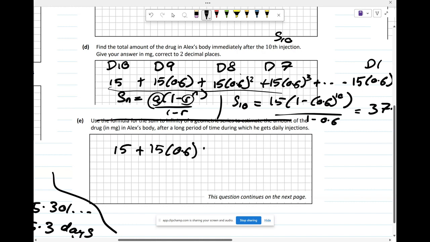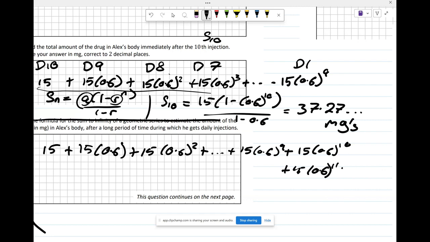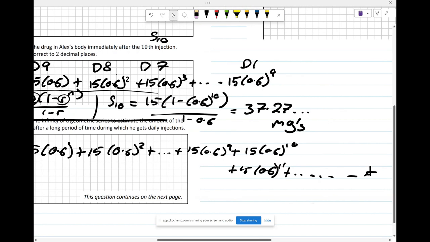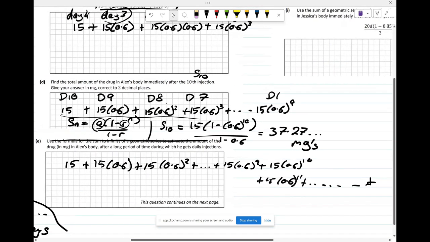This was how much drug was left after 10 days, the stuff we had up here, all the way up to 15 times 0.6 to the power of 9. But what if we wanted more than that? We wanted to keep going. So we had 15, now we had 11 days, then 12 days, and so on and so on. And we went all the way up forever for the rest of the time. How much drug would be in Alex's body?